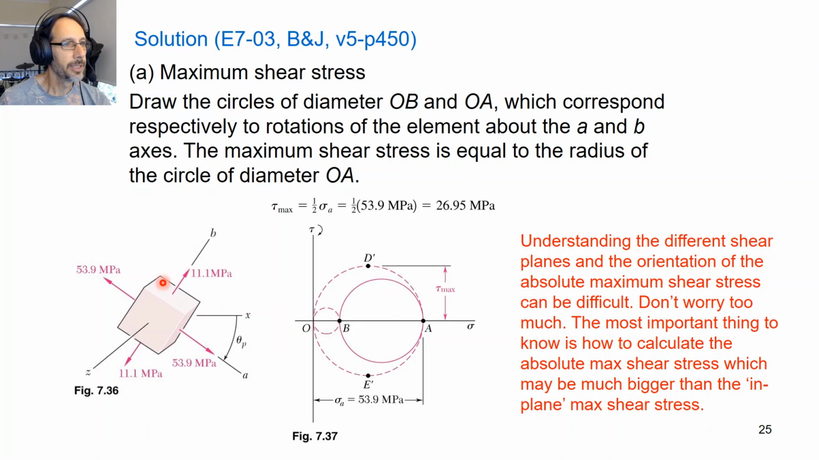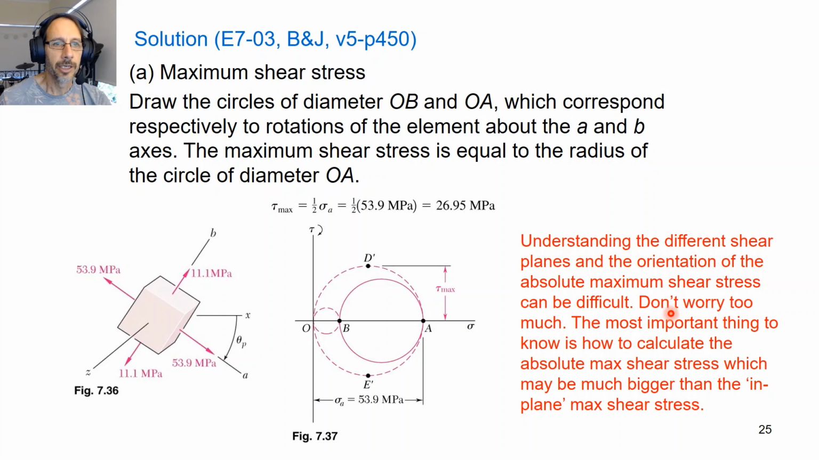So between B and the z direction, we have our little Mohr's circle here, and then between the A axis and the z direction, we have our big Mohr's circle here. So our absolute maximum shear stress will be the radius of this big circle. Okay, so this stress A here we calculated previously to be 53.9. The radius of the big circle would be half that, so 26.95.